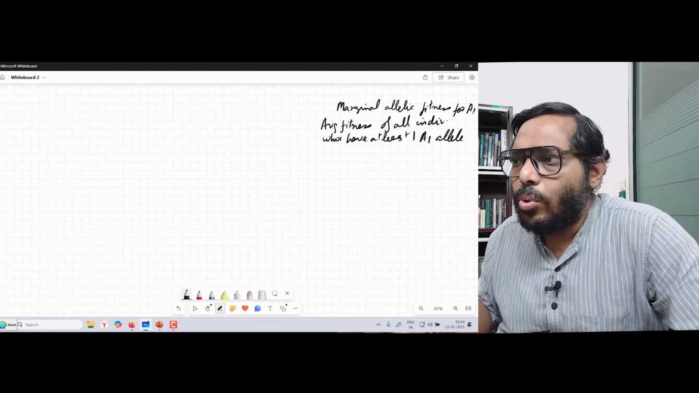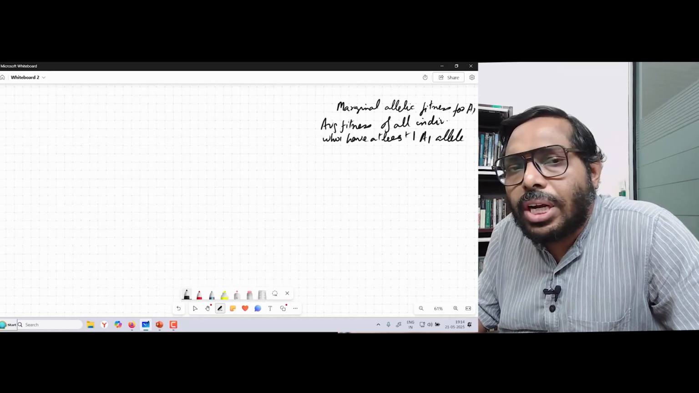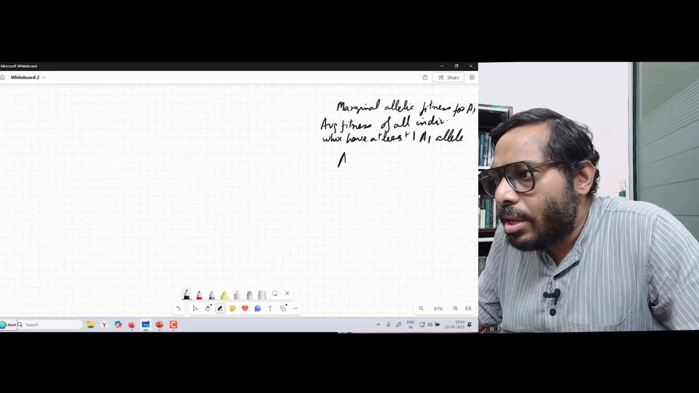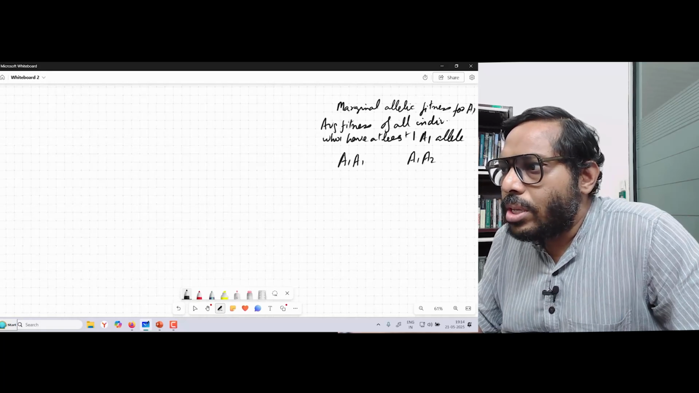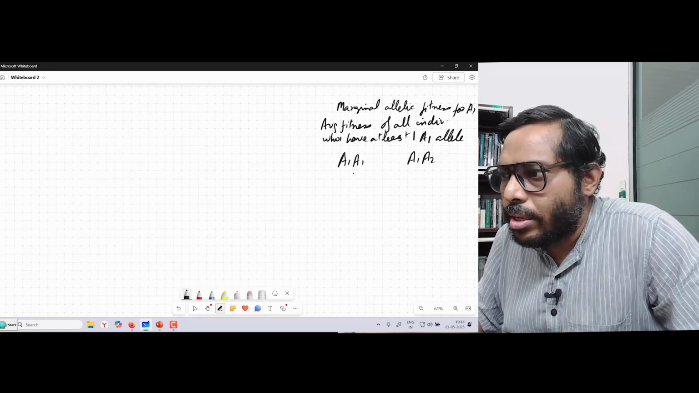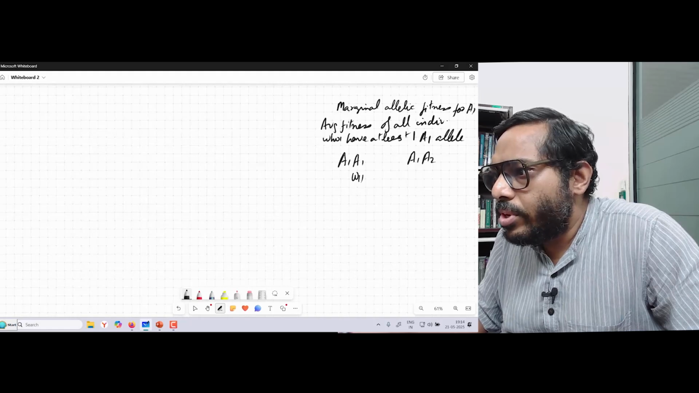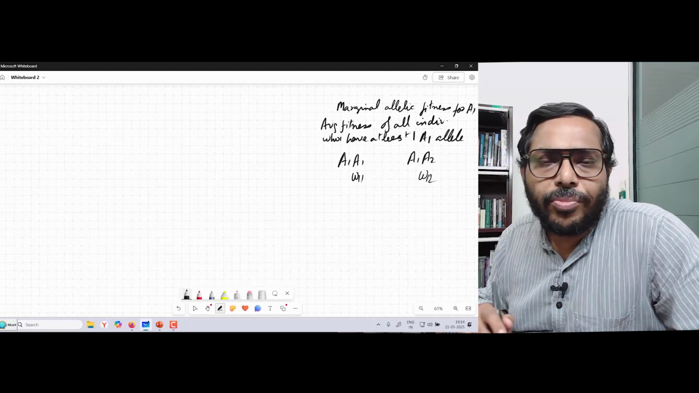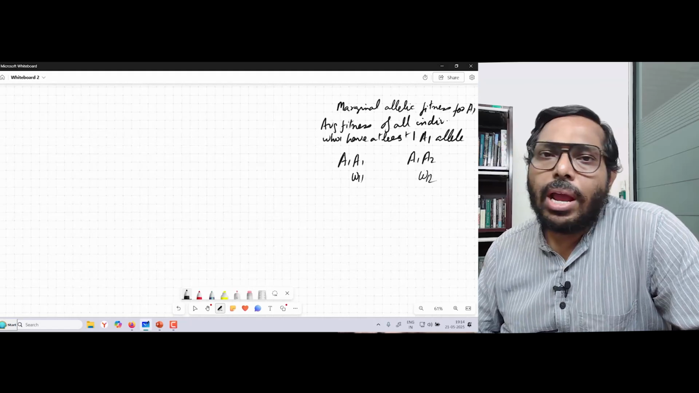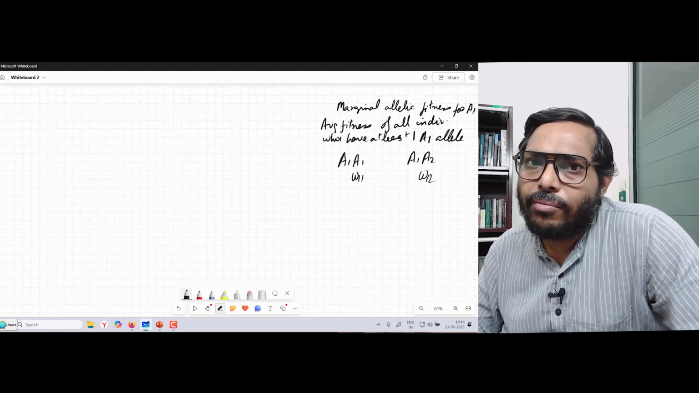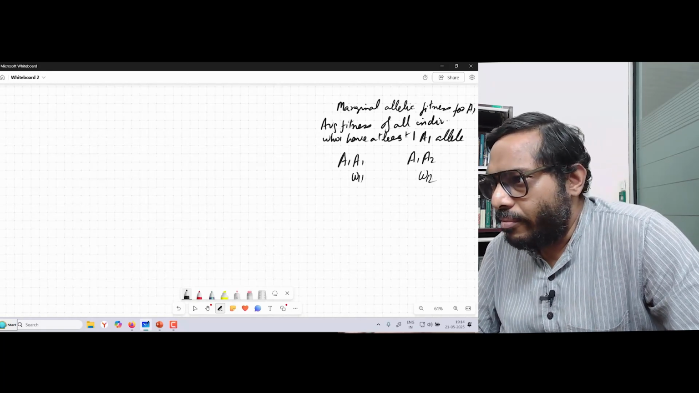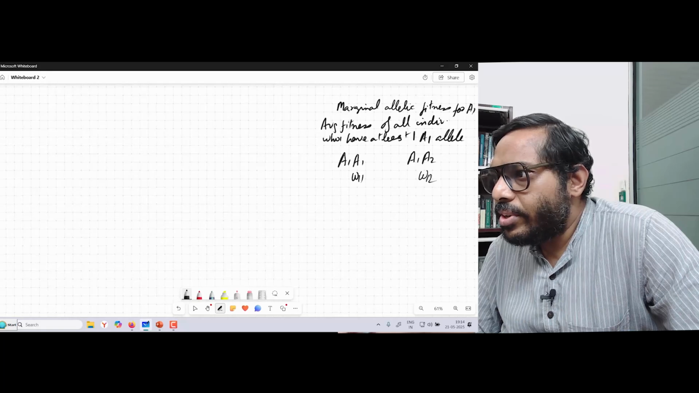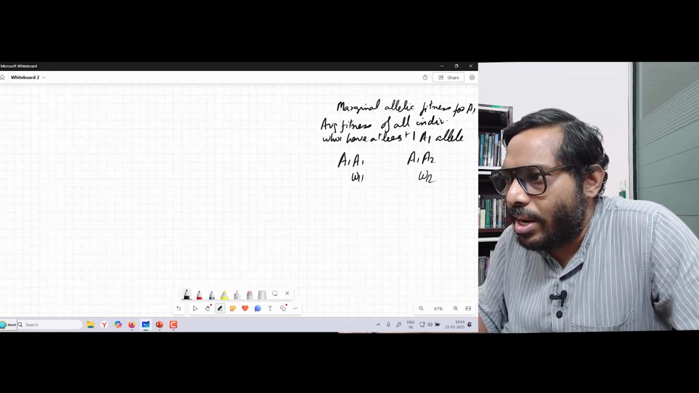Now, how do I get to this? Which are the genotypes which have at least one A1 allele? A1A1 and A1A2, right? A2A2 has no A1 allele, so forget about it. The genotypic fitness of A1A1 is W11, and the genotypic fitness of A1A2 is W12. Now, we have to do the average fitness. For this, we have to somehow scale it with some measure of frequency. How do we get there? Think about the definition: the average fitness of all individuals who have at least one A1 allele.